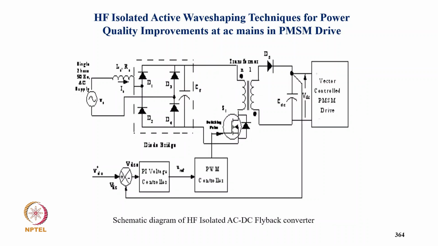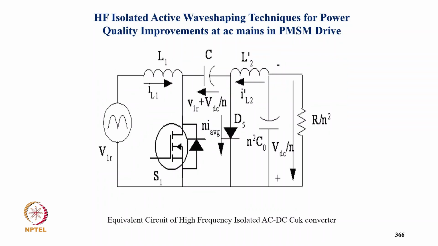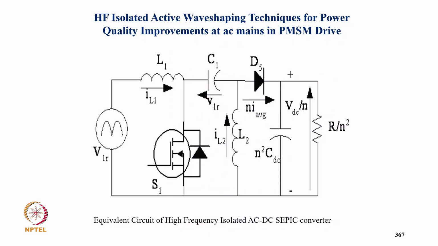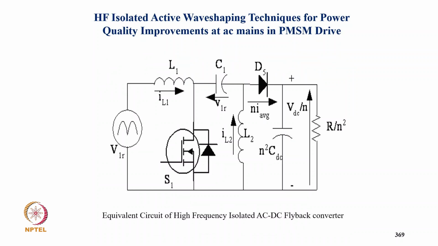Similarly, in the case of the flyback converter, we design the transformer inductance in discontinuous mode and control the output voltage, and similarly for the Zeta converter also. This is the typical case of the isolated converter where we design IL2 in discontinuous current mode. This is for the SEPIC converter where we also design L2 in discontinuous current mode, and of course the modes are: switch conduction, diode conduction, and none of the two conducting, so all three modes.